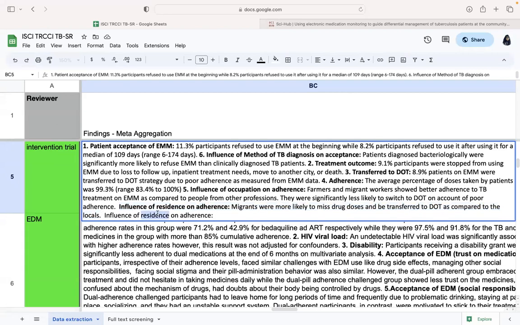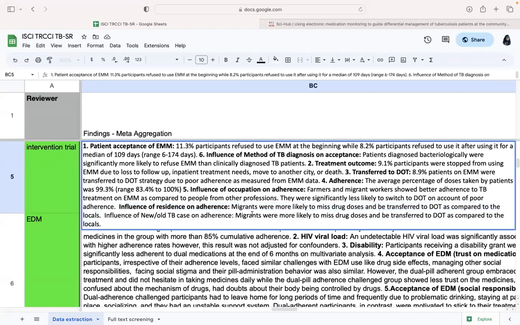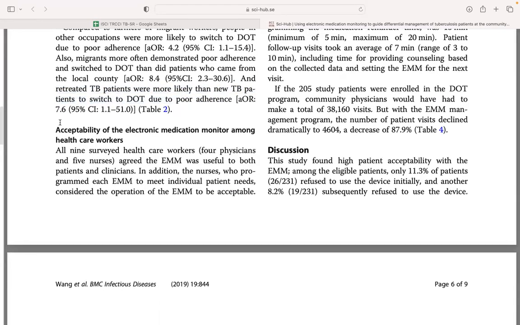Influence of, what should I say? New or old TB case, right? So I can copy paste this sentence, because this one I have made on my own. So I would say retreated TB patients were more likely to miss drug doses and be transferred to DOT as compared to newly diagnosed cases, right? I will put this in bold so that I remember. It's easy for me to understand that this is a subheading and the not bold part is fine. Moving on to the next sentence.